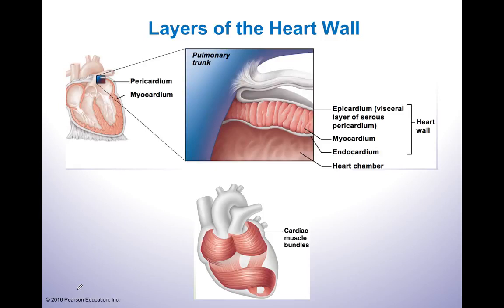So what we have again is this layer right here, which is the visceral pericardium, also known as the epicardium. Notice this thickness right here. This is the myocardium, the muscle of the heart. And this is the inner layer, which is called the endocardium. These are the cardiac muscle bundles that we mentioned. You see a very specific pattern, which is extremely important for the functionality of the heart as a pump.